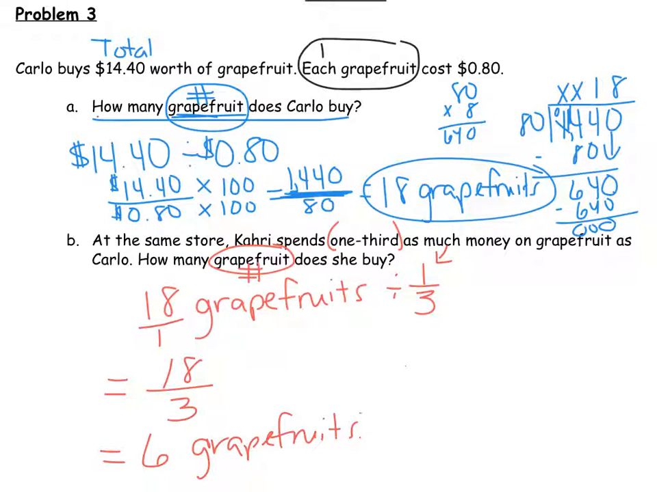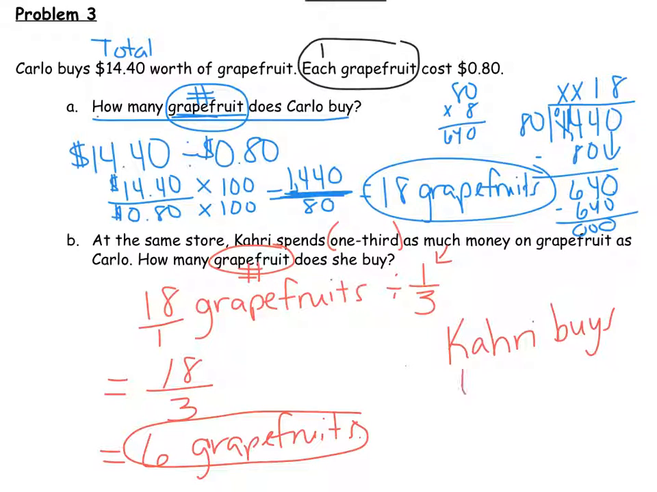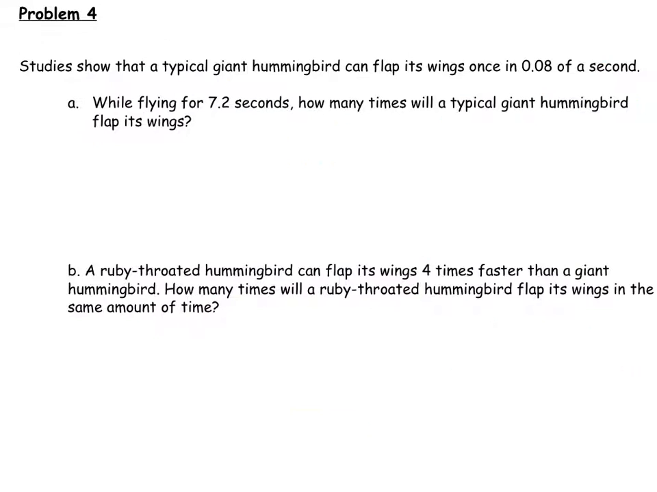So my answer statement, because I have more room here, is Carrie buys 6 grapefruits. Because 1/3 of 18, or dividing 18 by 3, is 6. Make sure you showed all your work.